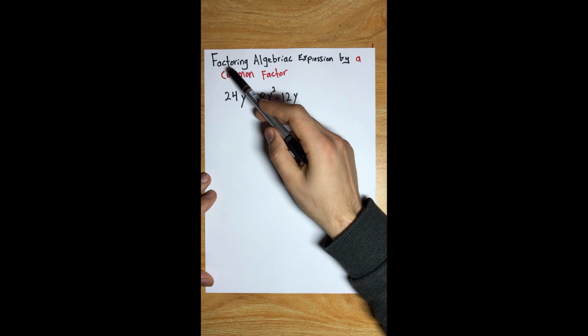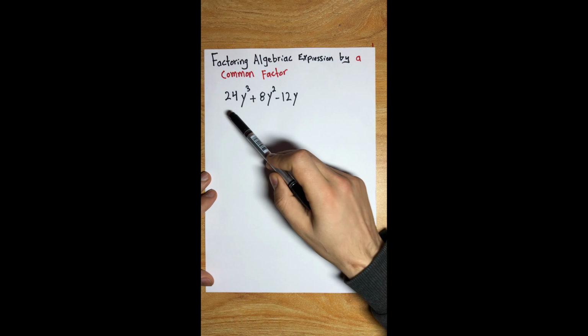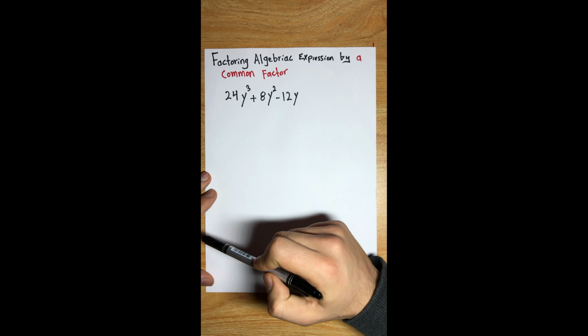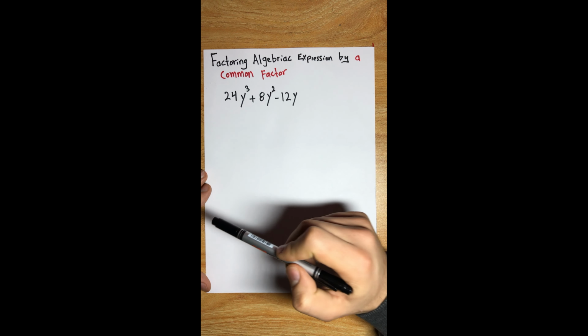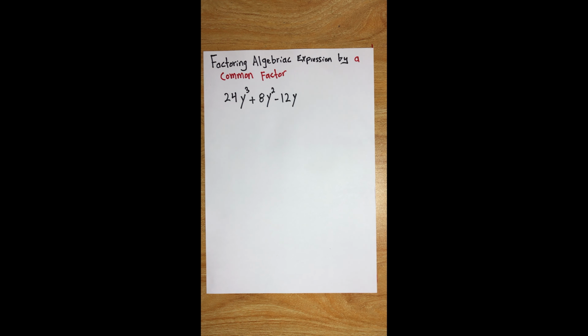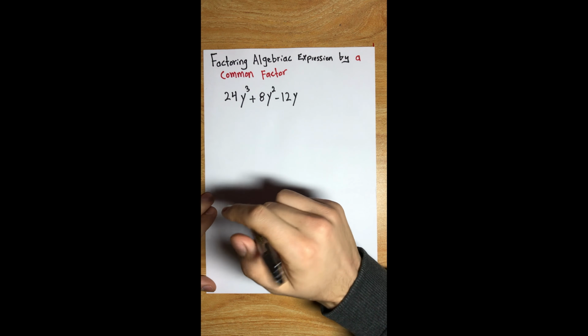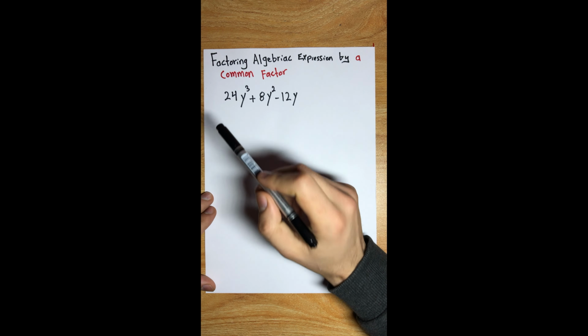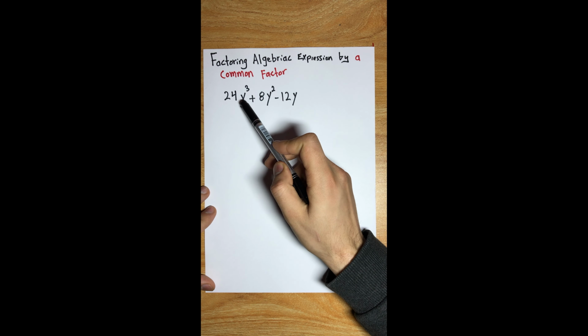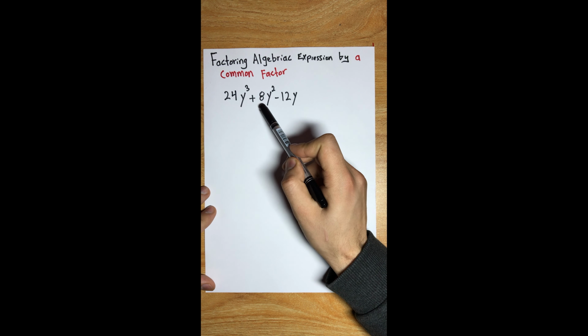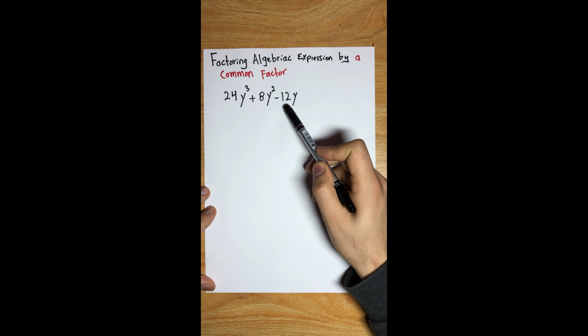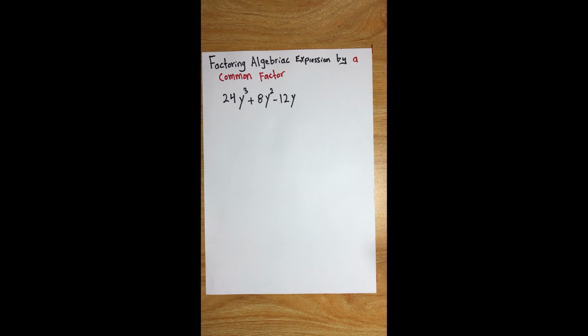Hi everyone, today we're going to learn how to factor algebraic expressions by using a common factor. Now, to understand this, we are going to solve this example: 24y cubed plus 8y squared minus 12y.